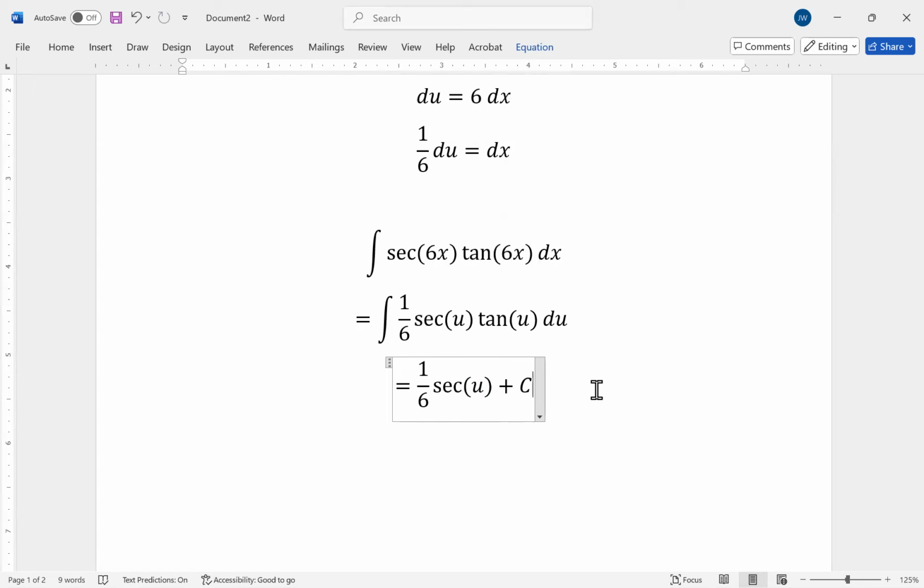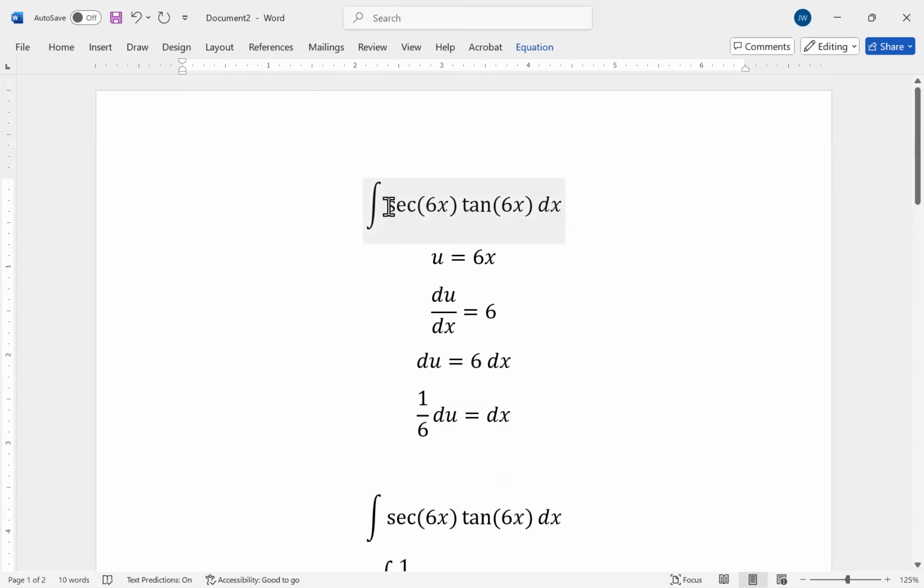So again, the derivative of secant is secant times tangent. So the antiderivative of secant times tangent is secant. So that's our answer with respect to variable u. Our answer with respect to variable x, well, since u is equal to 6x, it's just secant of 6x. So we end up with a final answer of 1/6 times the secant of 6x plus c.